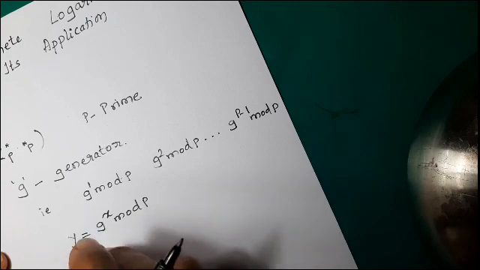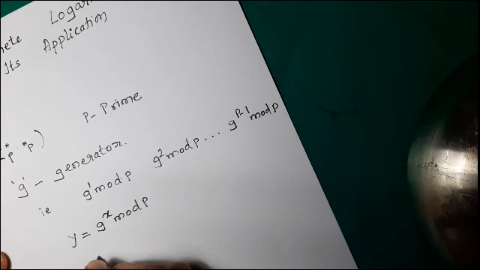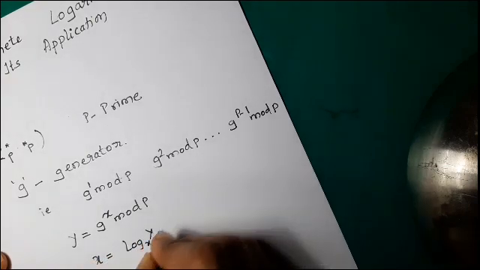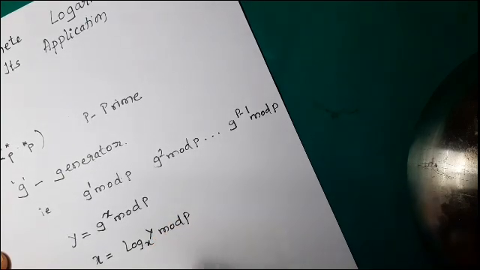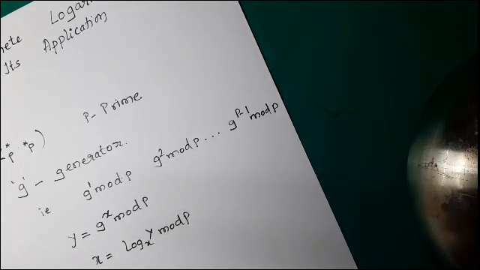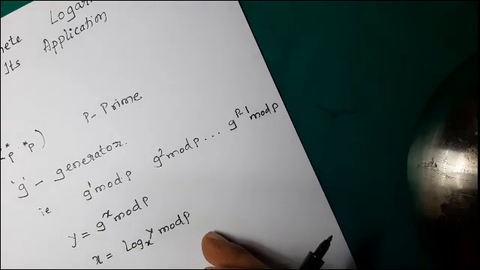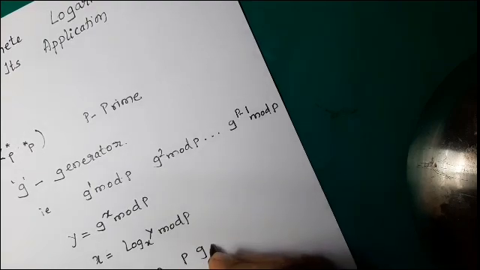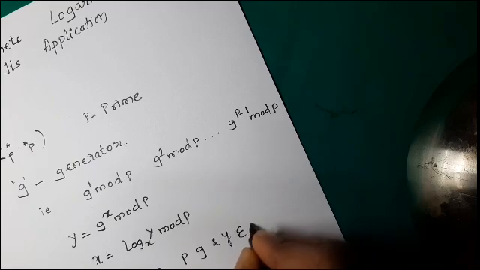The inverse of this operation is expressed as x is equal to log y mod p, and this is referred to as the discrete logarithm. It involves computation of x given the values of p, g and y, which belongs to Zp.